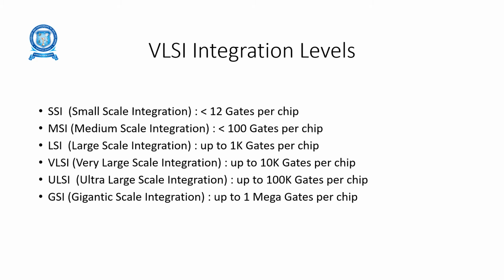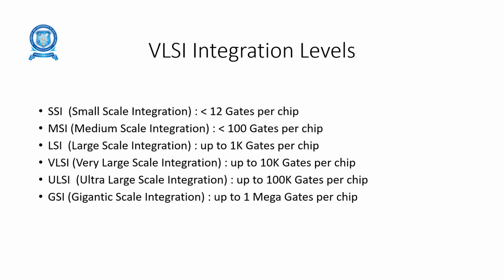Then, there are different levels in VLSI design. The first one is SSI. SSI means small scale integration. In small scale integration, we are using less than 12 gates in a single chip. Next one, medium scale integration, MSI. In MSI, we use less than 100 gates in a single chip.